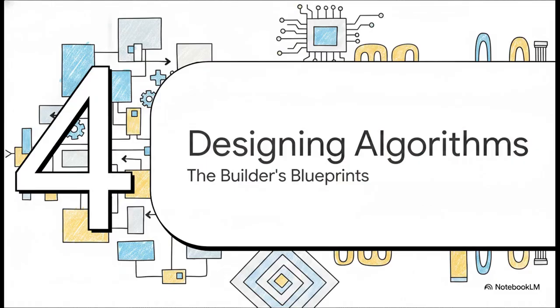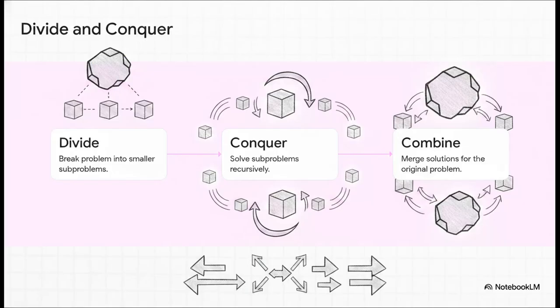Okay, Section 4, designing and proving algorithms. Time to look at the builder's blueprints. Most algorithms aren't just conjured out of thin air. They follow some really well-established patterns. First up is divide and conquer. Useful algorithms like merge sort follow this elegant rule of 3. You divide the problem into smaller pieces, you conquer them by solving them recursively, and then you merge those results to fix the massive original problem.